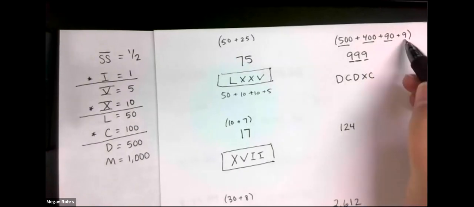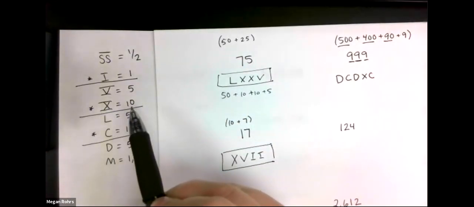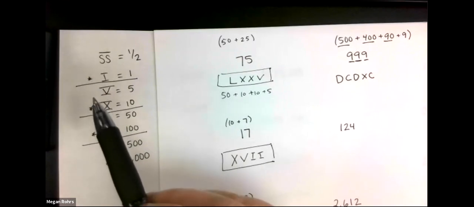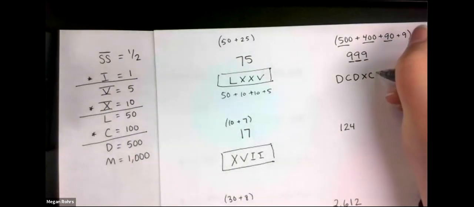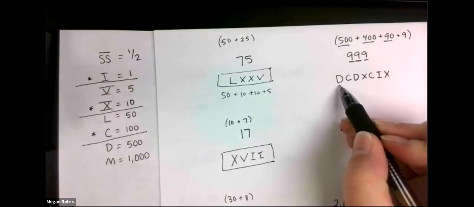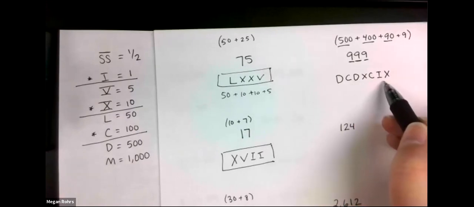Now we need to write out 9. So 9, closest Roman numeral would be 10. And we can put an I before an X because that is following the rule. So I before an X would be 10 minus 1, which would give us 9. So IX would give us 9. So we have 999.